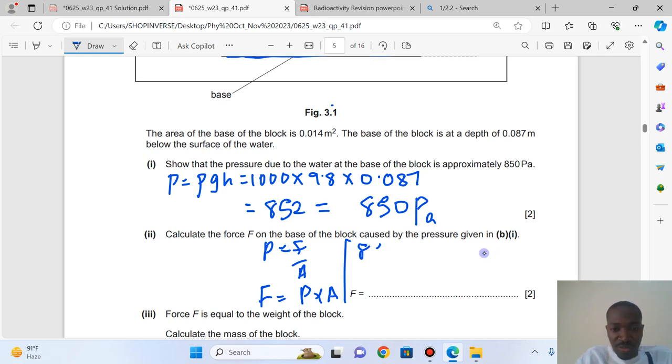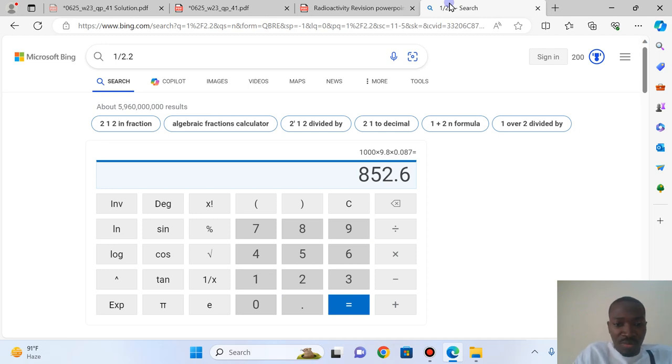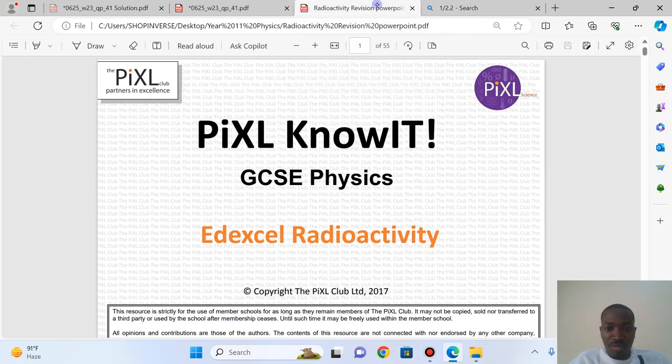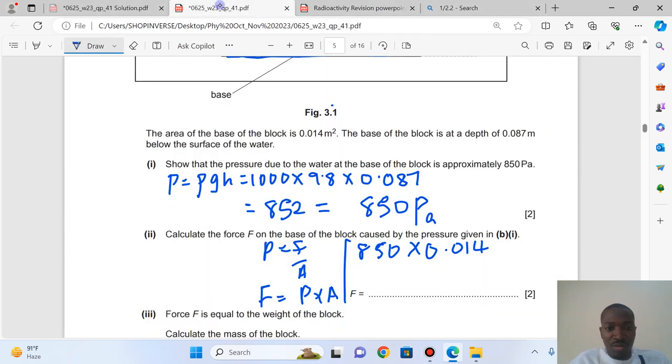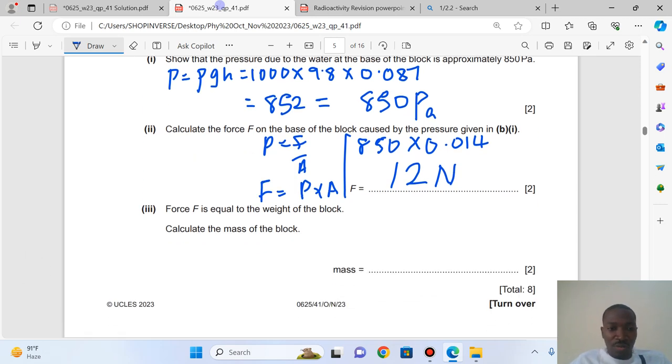The pressure is 850, and then the cross-sectional area of the base is 0.014. So 850 multiplied by 0.014. That's 12. That is 12 Newton. The third part of the question.